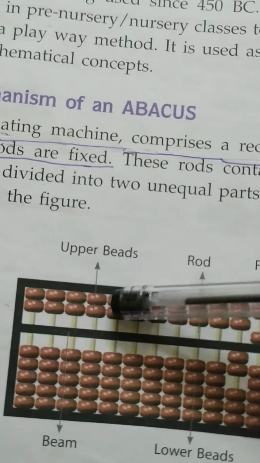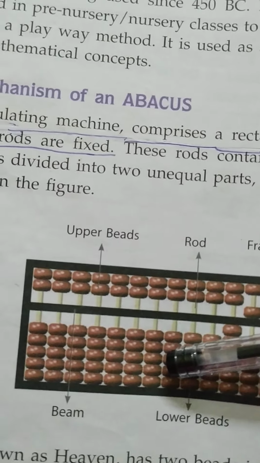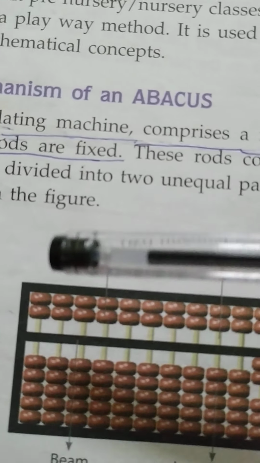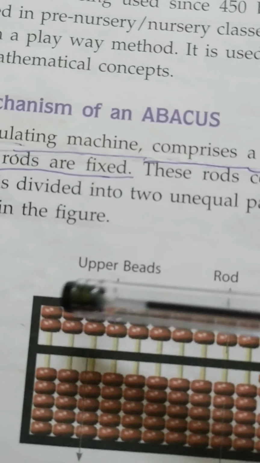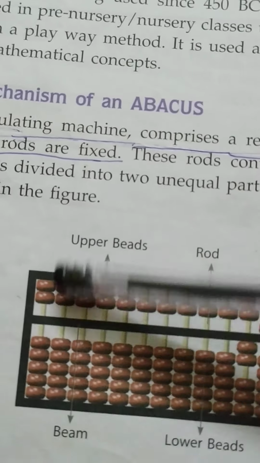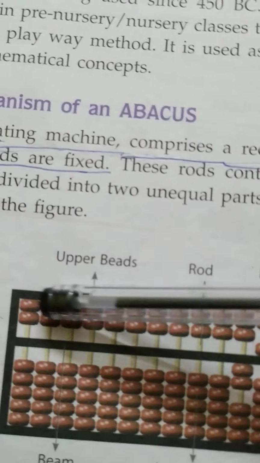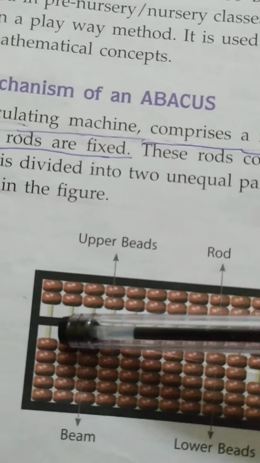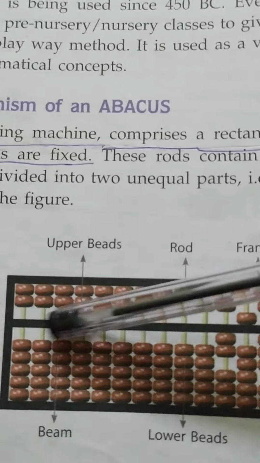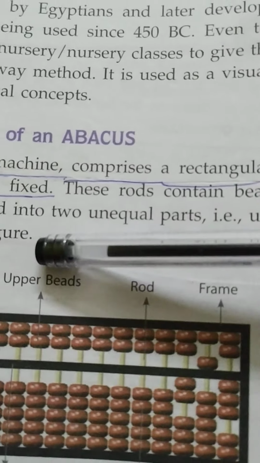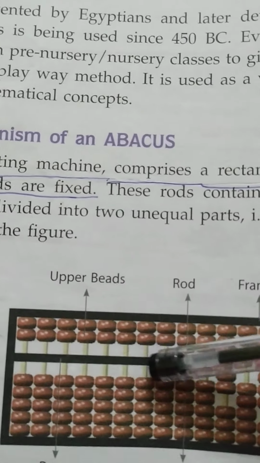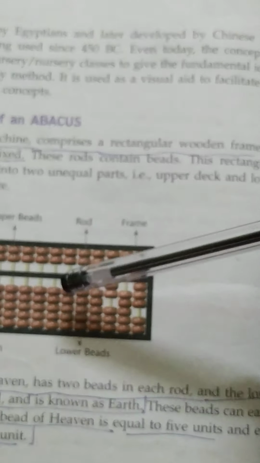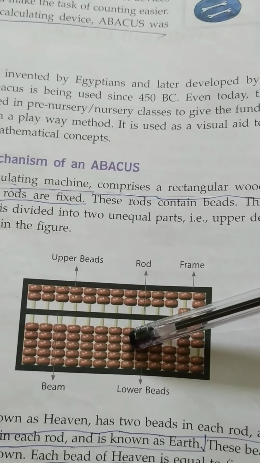The upper deck is called heaven and the lower is called earth. The upper part contains two beads on each rod. The lower part has five beads. There is a vertical rod, and the upper part is known as heaven and the lower part is known as earth.